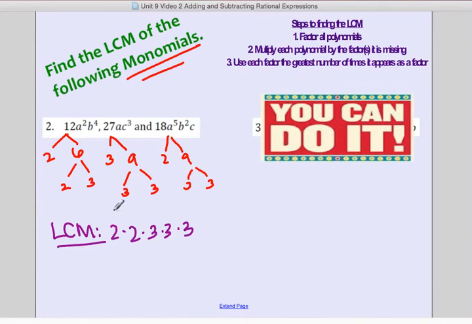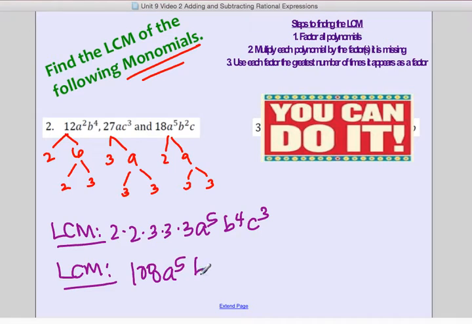Now we look at the variables. This one's actually easy. We are just going to take the biggest exponent. So we have a squared, a to the first, and a to the fifth. So it's a to the fifth. B to the fourth, no b, b squared. So b to the fourth. And lastly, c, no c, c to the third, c to the first. So c to the third. Then all we need to do is say, what is 2 times 2 times 3 times 3 times 3? Well, you can put that in your calculator if you need to. It is 108. A to the fifth, B to the fourth, C to the third. There is my answer for example 2.